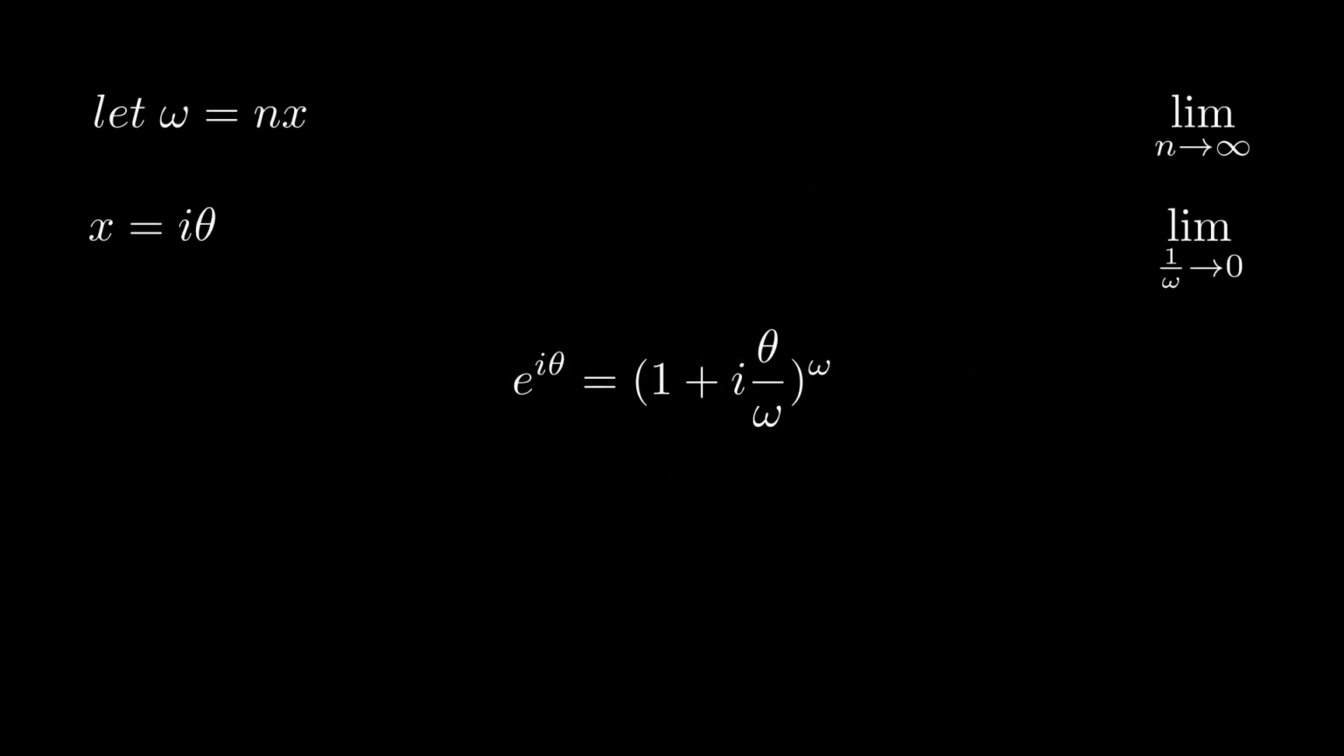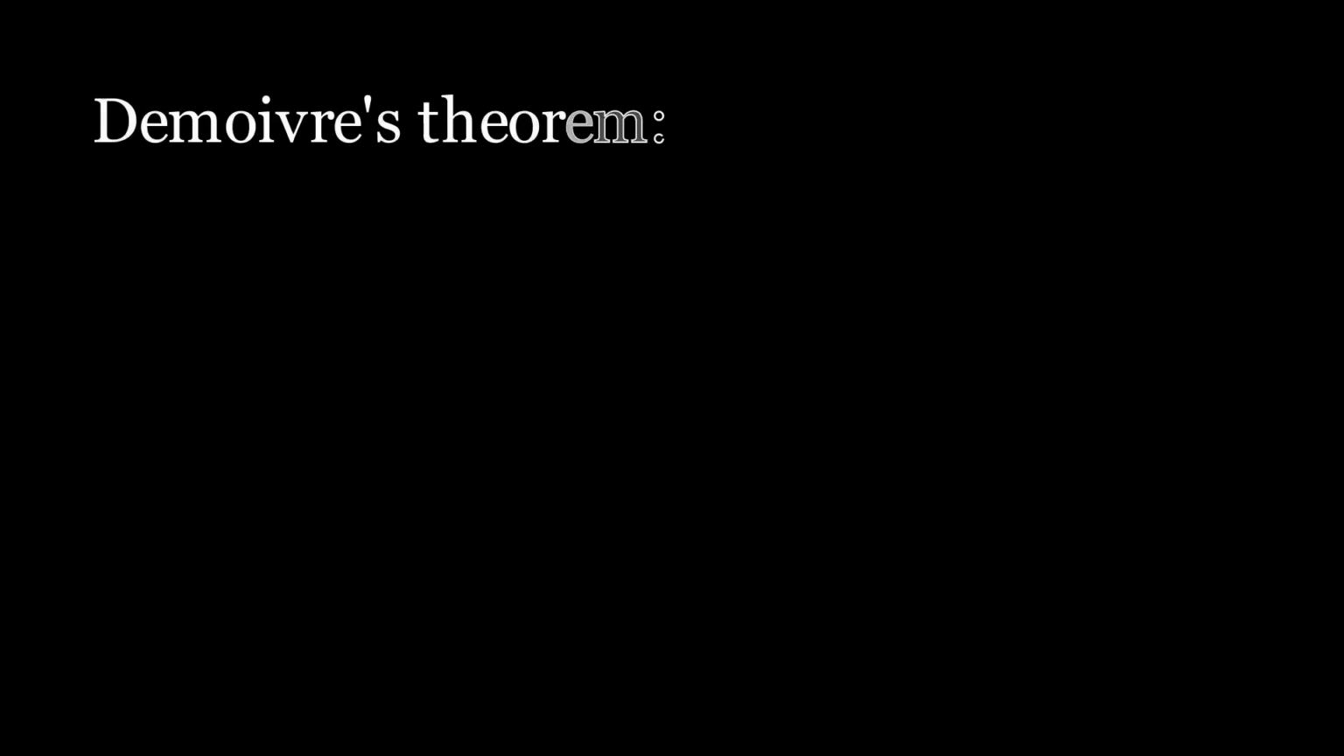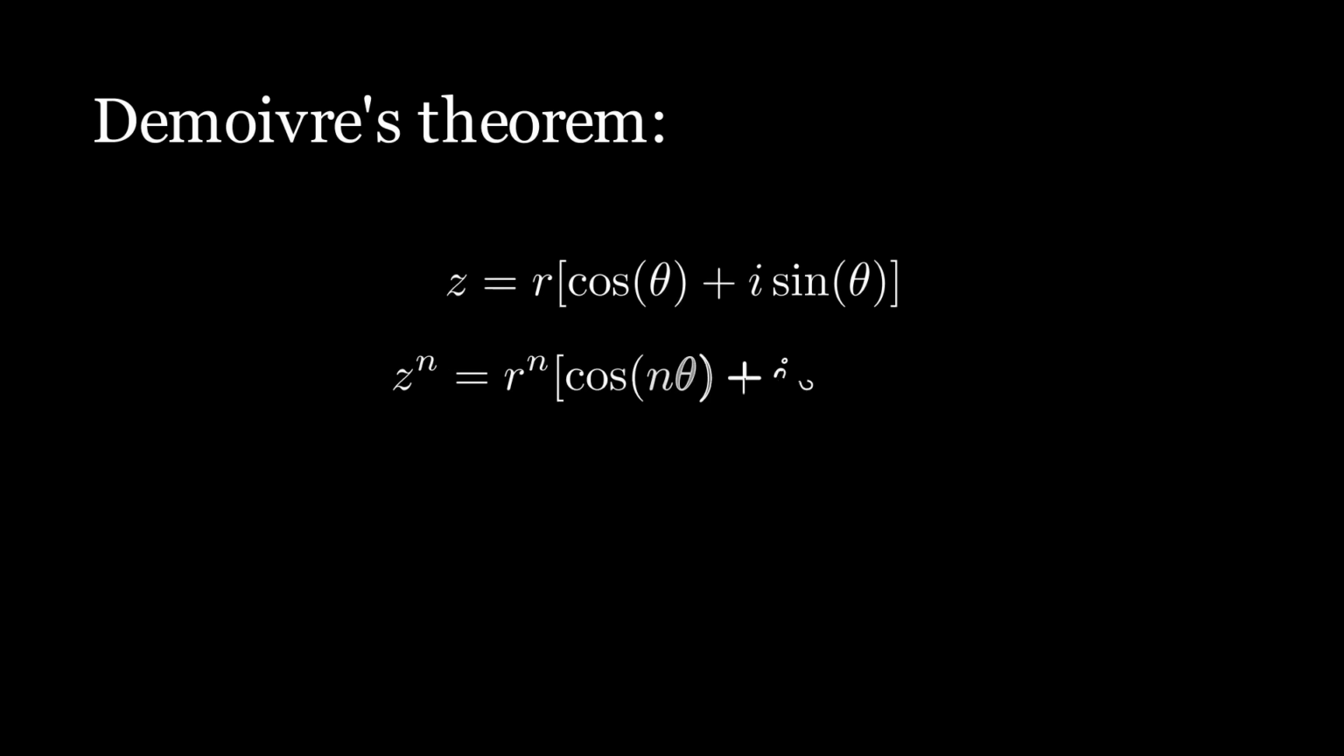Going back to our original equation, we can substitute the terms inside of the parentheses for cosine and sine, because cosine of 0 is 1 and sine of 0 is 0. We're almost there, but we can simplify this down further using de Moivre's theorem, which states that any complex number z that is expressed in its polar form with sine and cosine taken to the nth power is the same as its radius to the nth power times cosine of n theta plus i sine n theta.